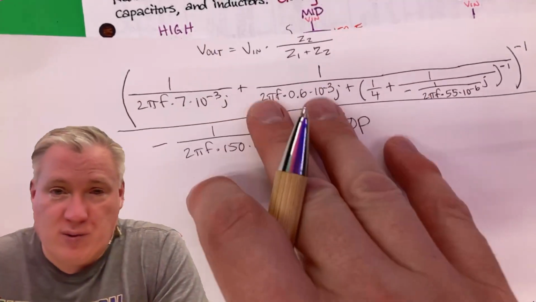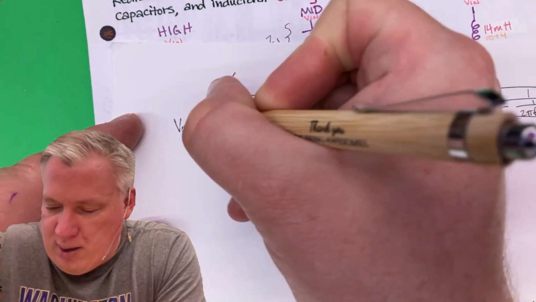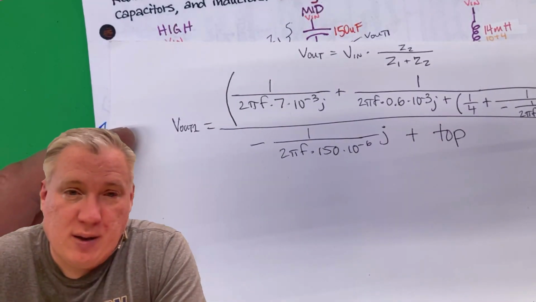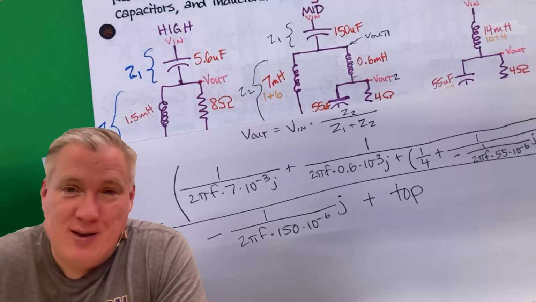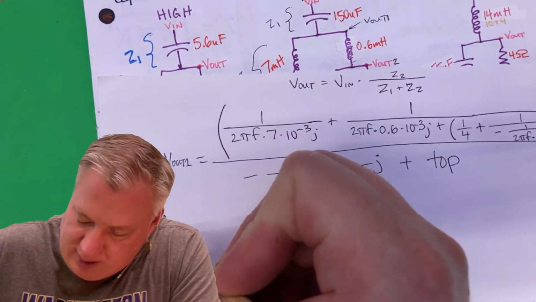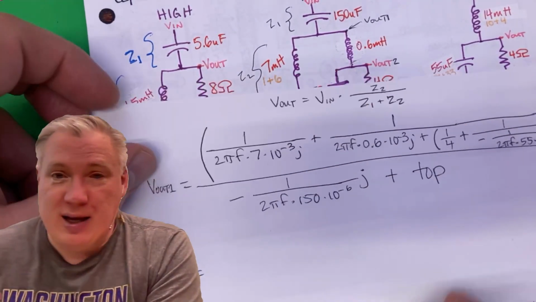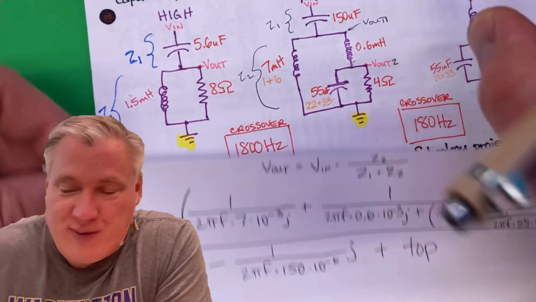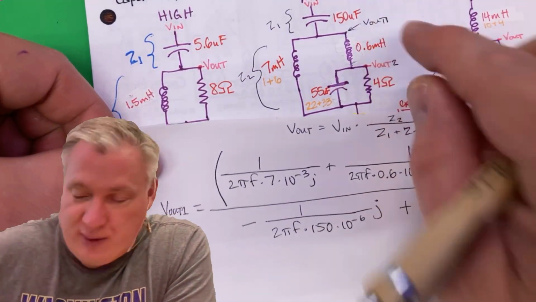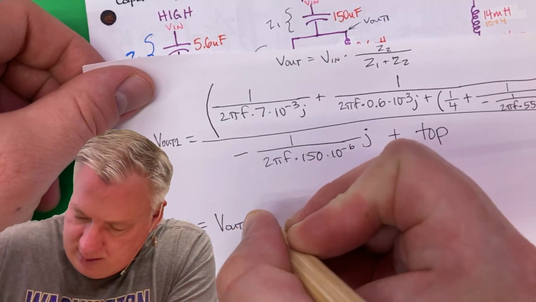So what I just wrote was V out 1. Okay? Now I need to find out V out 2. Well, V out 2 is actually simpler. The input to V out 2 is V out 1. So instead of V in being 1 here, it's just V out 1. So V in is V out 1 times.